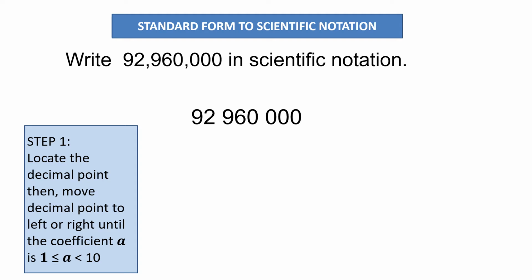So the number is 92,960,000. So the decimal point is located after the ones digit. Then we will now move the decimal point to the left, and place it in between 9 and 2, so that the a will be greater than or equal to 1 but less than 10.